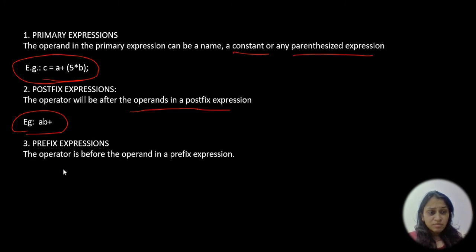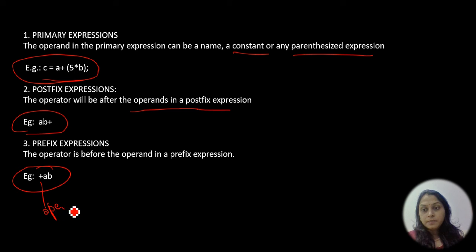And what about the prefix? The same. Prefix means the operator, you always have to think about the operator only. The operator means the plus, minus, the arithmetic calculation. When the operator is before the operand, it is called prefix. See here, example: plus AB. Before the operand. So plus is the operator and AB is the operand.